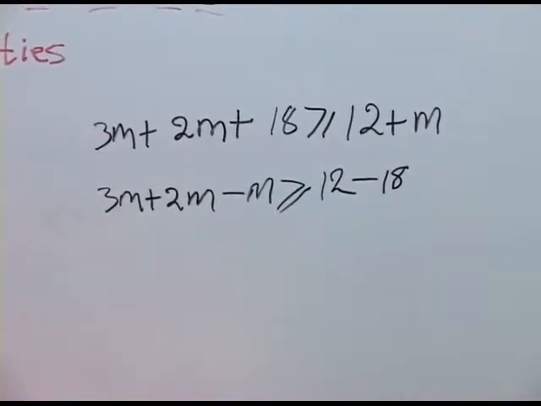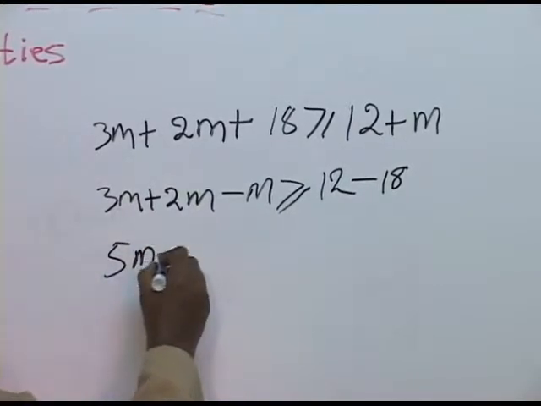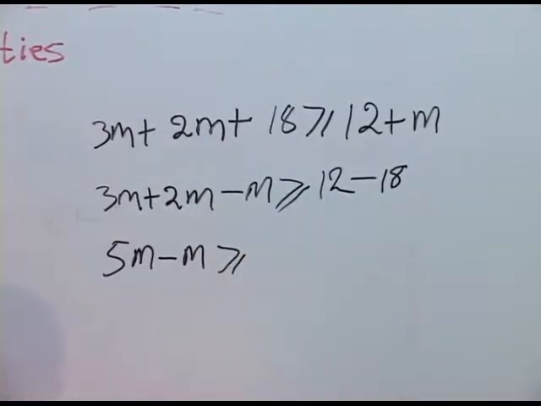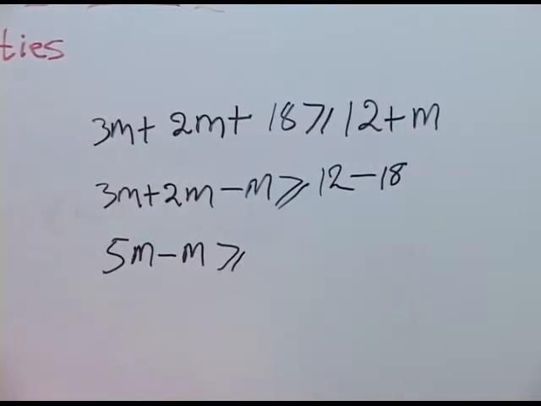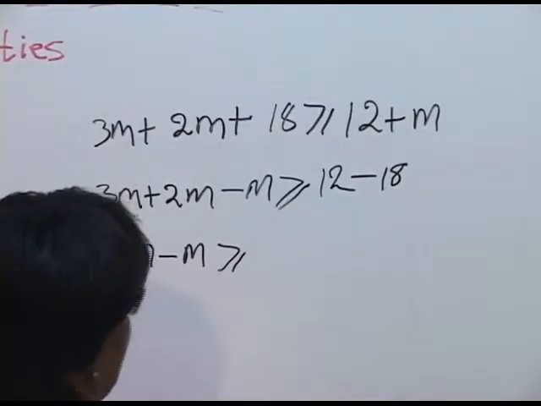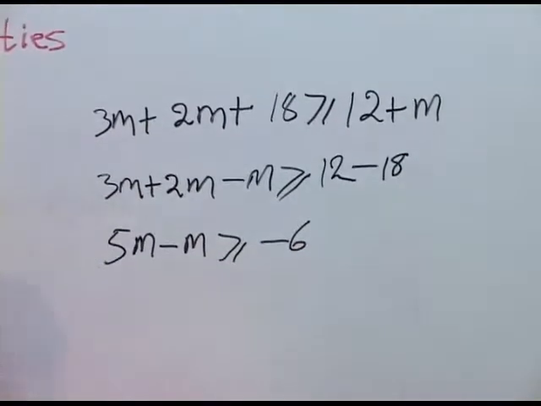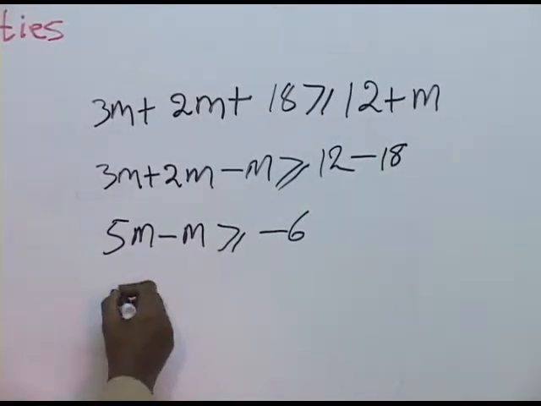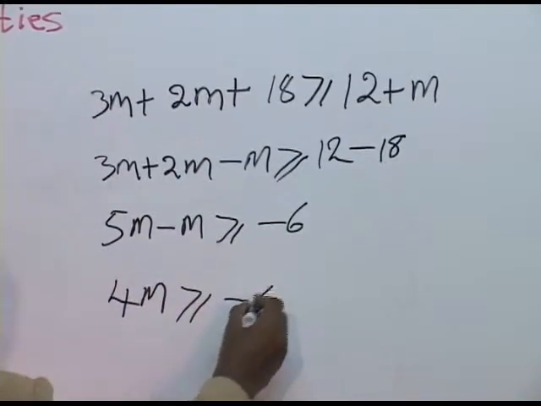We collect our like terms, and we're going to see we have 5m minus m is greater than or equal to 12 minus 18. Which number is bigger? And it is the 18 by how many? And it would be 6. So we have a negative 6. All right. And then we are going to get that 5m minus m would be 4m, and that is greater than or equal to negative 6.